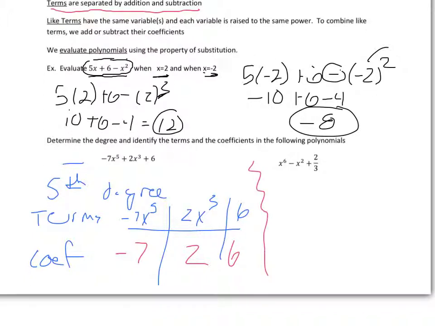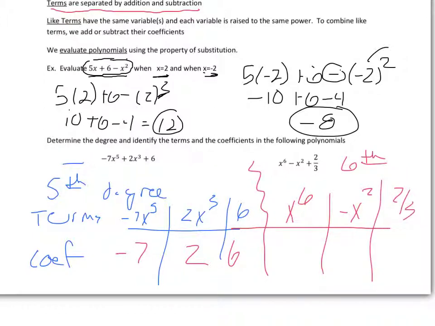So then if we look over here, because the highest power here is 6, this is a 6th degree polynomial. The terms are x to the 6th, negative x squared, and 2/3. So those are the terms. And then the coefficients. The coefficient of x to the 6th is 1 because there's this implied 1 out here. The coefficient of negative x squared is negative 1 because that's a negative 1 right there. And the coefficient of 2/3 is in fact 2/3.